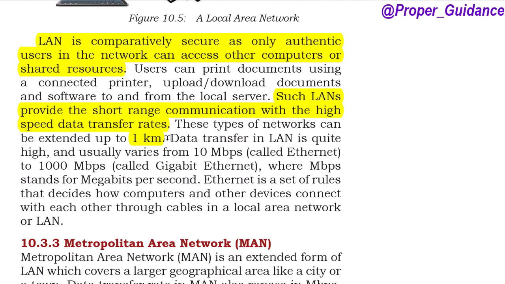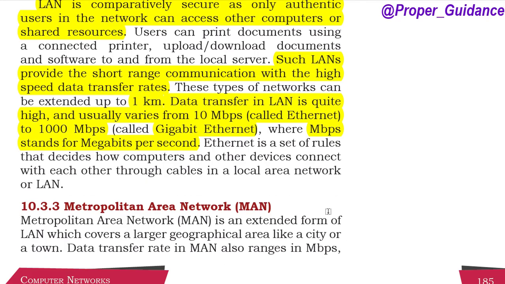Data transfer in a LAN is quite high and usually varies from 10 Mbps, called Ethernet, to 1000 Mbps, called Gigabit Ethernet, where Mbps stands for megabits per second. Ethernet is a set of rules that decides how computers and other devices connect with each other through cables in a local area network. So this is all about LAN.